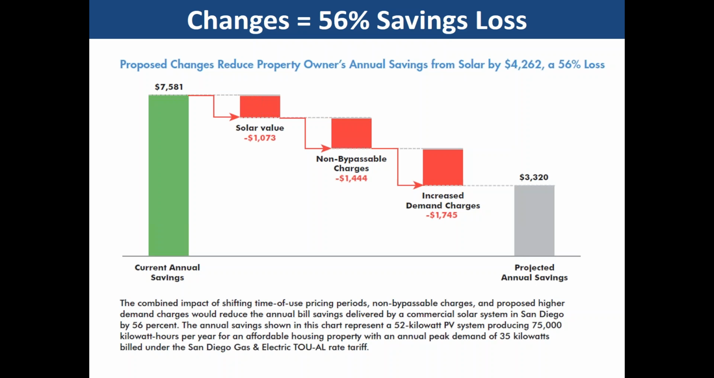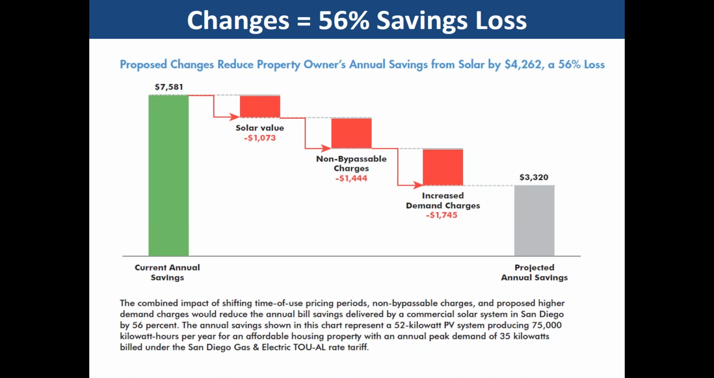Interestingly, though, as the analysis showed, the other two changes, the non-bypassable charges and increase in demand charges, were actually more significant in decreasing the value that solar could return. Those non-bypassable charges, they're pretty small. They're about 2 cents per kilowatt hour, but they really add up when you apply them to all the generation on the system. They ended up dropping the solar savings by about $1,400. That's a 19% decrease in value.